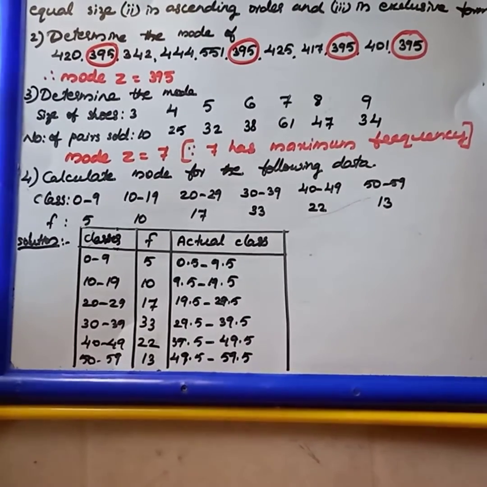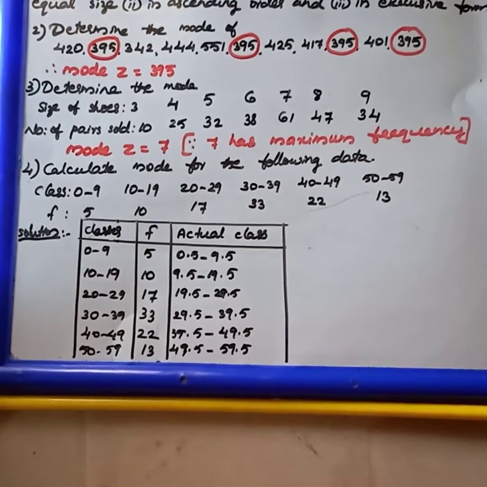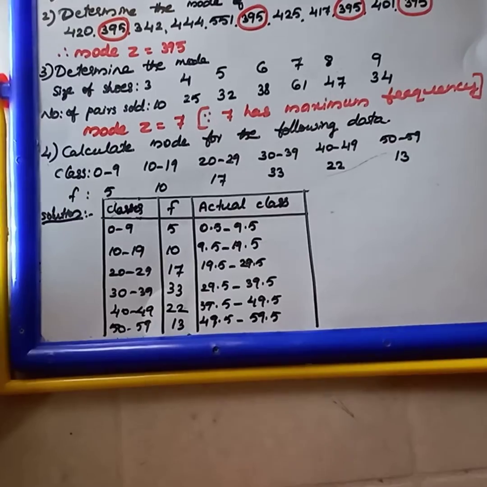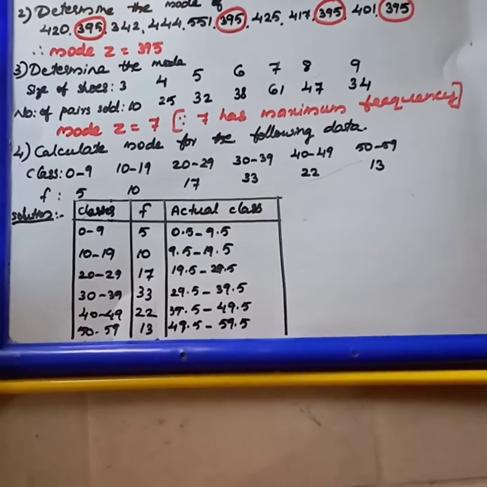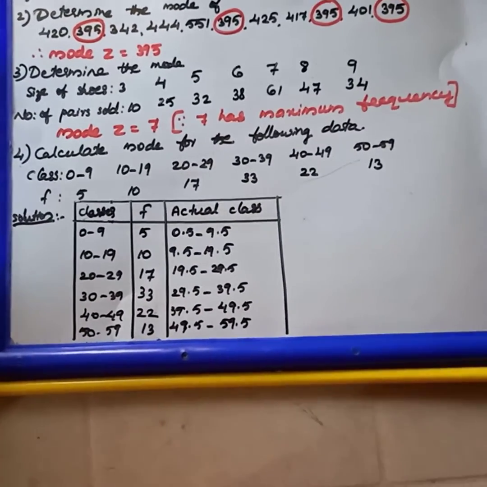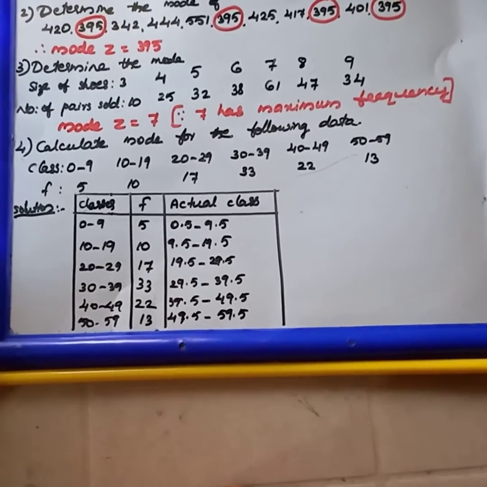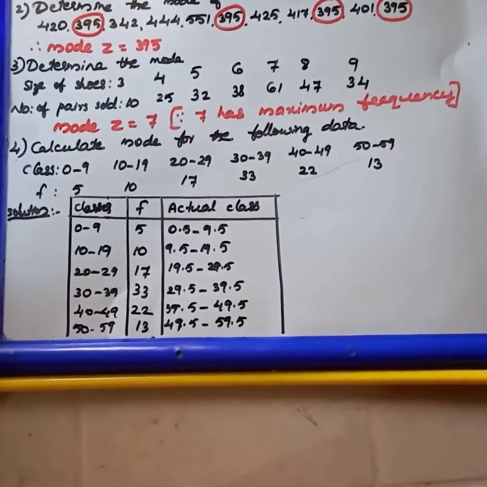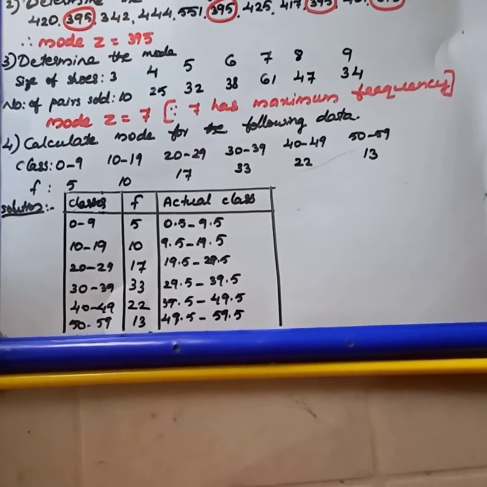Determine the mode. Size of shoes: 3, 4, 5, 6, 7, 8, 9. Number of pairs sold: 10, 25, 32, 38, 61, 47, 34. Mode Z is equal to 7, since size 7 has the maximum frequency.